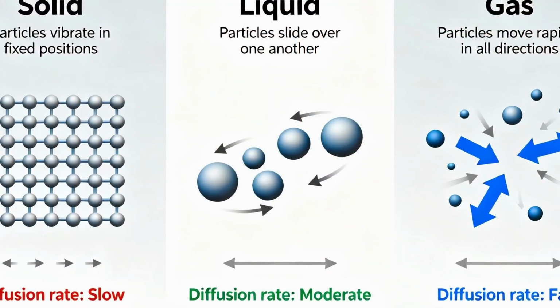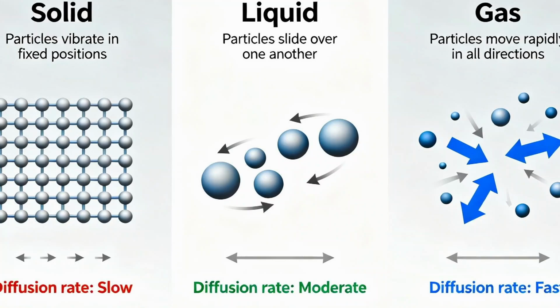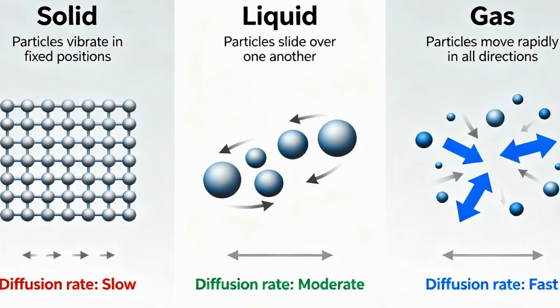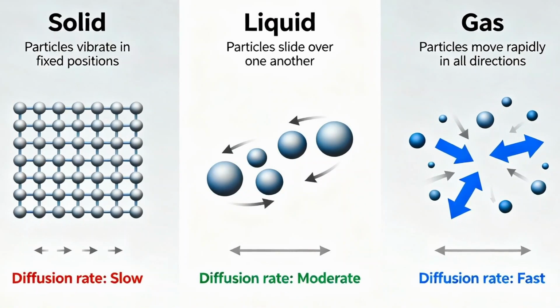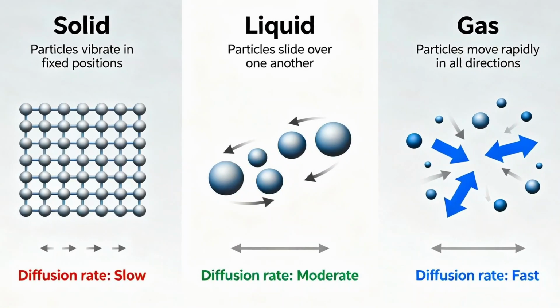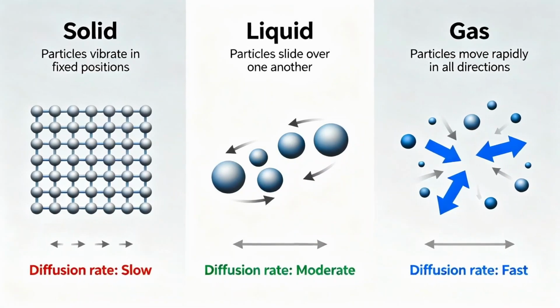Another one is the state of matter. You know, we have three states of matter, which are solid, liquid, and gas. So diffusion is higher in the gaseous state or phase than the liquid state and the solid state. It is lowest in the solid state.